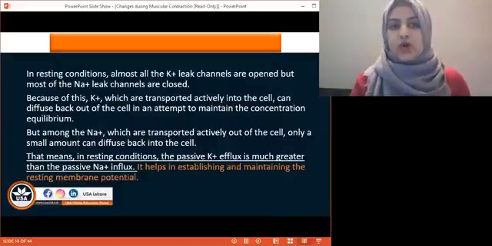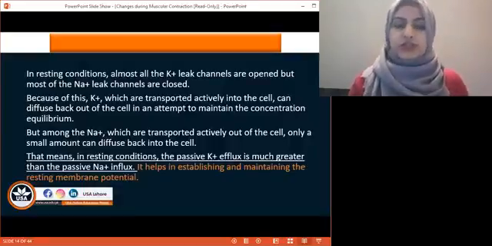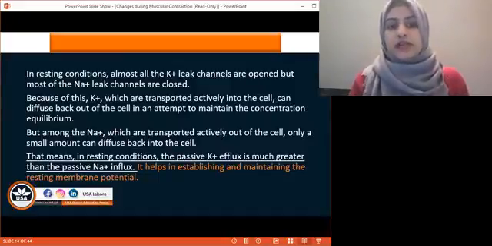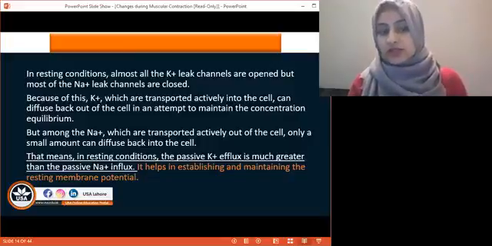In resting conditions, almost all the potassium leak channels are open, but most of the sodium leak channels are closed. Since right now we are talking about resting membrane potential, in resting conditions, the potassium leak channels are always open, but sodium leak channels are usually closed. Because of this phenomenon, the potassium which is transported actively into the cell can diffuse back out of the cell in an attempt to maintain the concentration equilibrium.